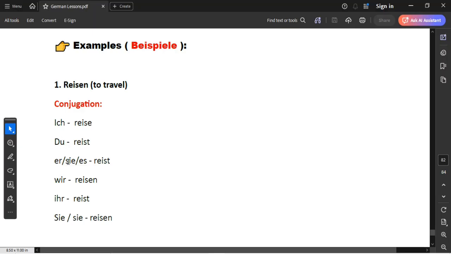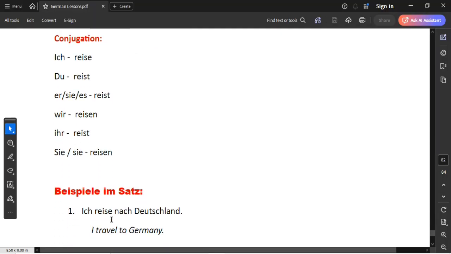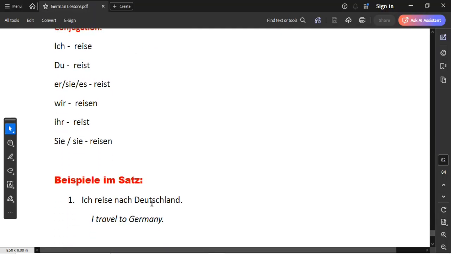When you come to er, sie, es, it is going to remain the same. It's going to be the same as du, and it will be reist, and still it will be the same as ihr, which will also be reist. So in this case, du, er/sie/es and ihr, it will be reist. And when we come to wir and sie, it will still remain the same, that is reisen. Now, Beispiel im Satz: Ich reise nach Deutschland. I travel to Germany.